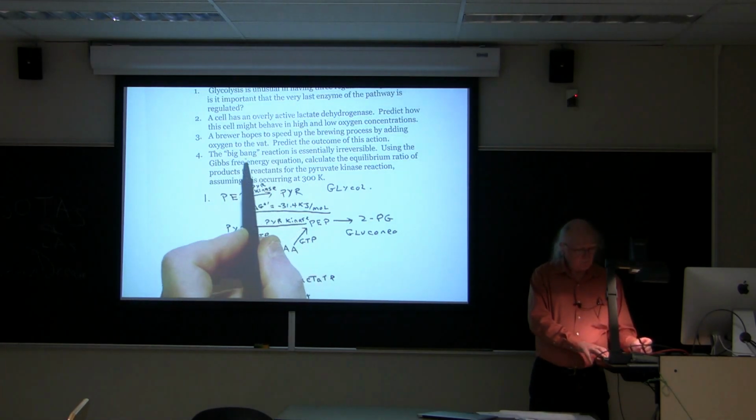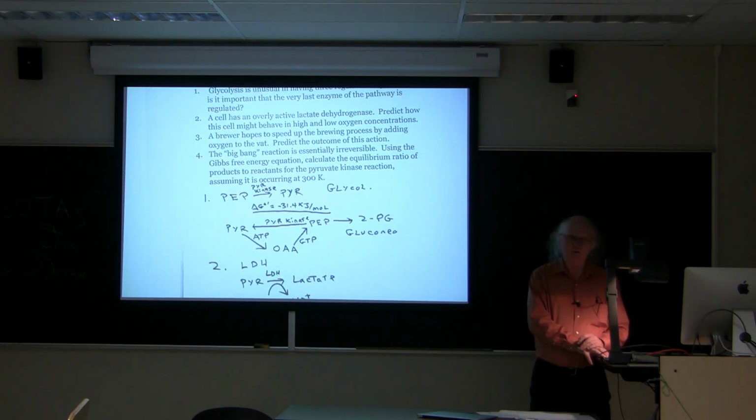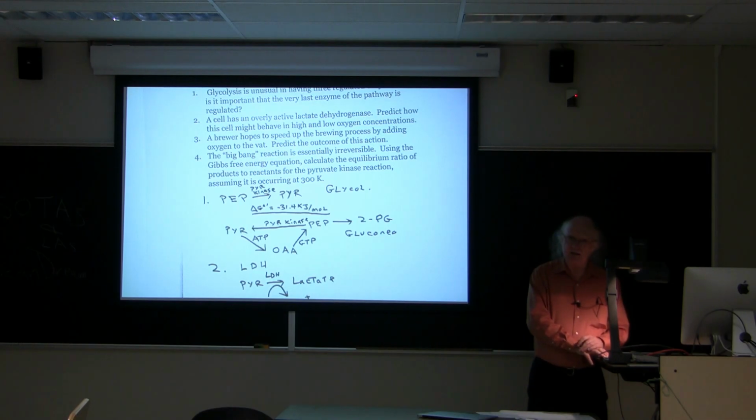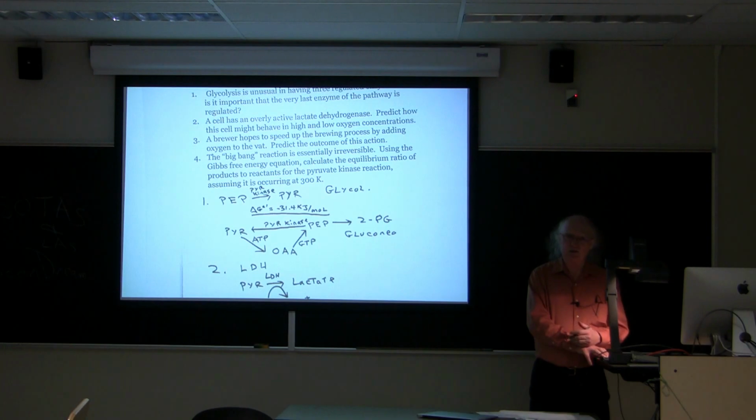So now we're asked to predict what would happen to this cell if it had an overly active enzyme and how it would behave in high and low oxygen concentrations. The answer to the question is there would be relatively little impact that would actually happen, because remember that an enzyme speeds the reaching of equilibrium, but it does not significantly change the direction of an equilibrium. It doesn't change the direction. It doesn't change an equilibrium at all.